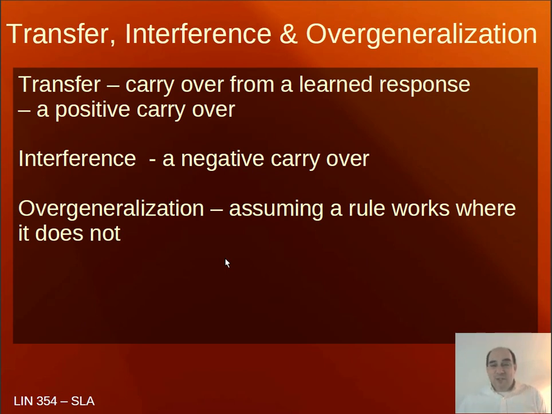Another example of overgeneralization is the ED at the end of a word. Kids learn that ED is past tense, and then they try to use it everywhere, right? I teached him how to do this. Well, that's an overgeneralization, okay? So we have learning, but sometimes learning doesn't actually transfer the way we want it to. Sometimes it's good, sometimes it's bad. When it's bad, it's an interference. When it's good, it's a positive carryover. And when it's overused, when it's used more than it ought to be, it's an overgeneralization.